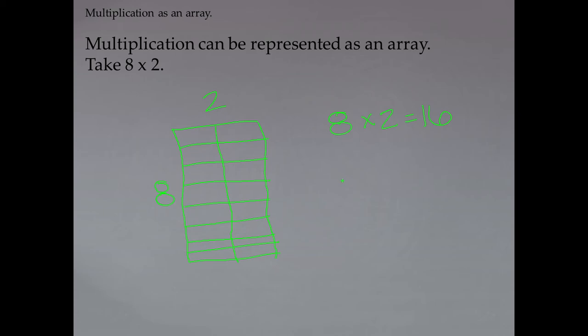Okay, I can do this with other numbers. If I did 4 times 3, and I want to know what 4 times 3 was, I could make myself an array. Now, if you notice, it doesn't really matter what side of the rectangle I put my numbers on, as long as I have one for each side. 1, 2, 3, 4, 5, 6, 7, 8, 9, 10, 11, 12. 4 times 3 equals 12.